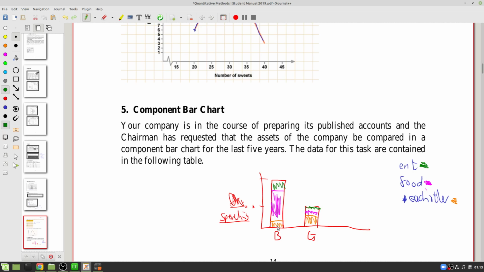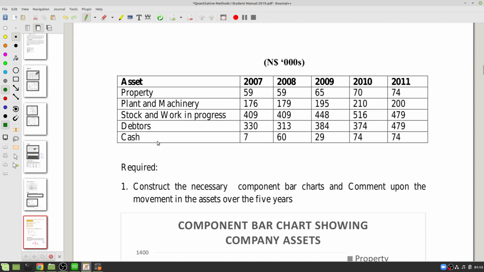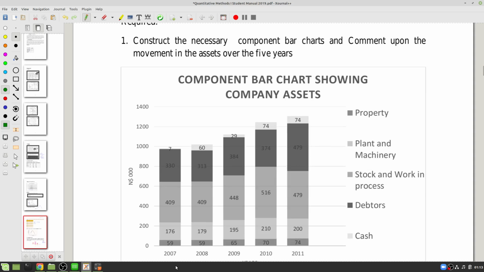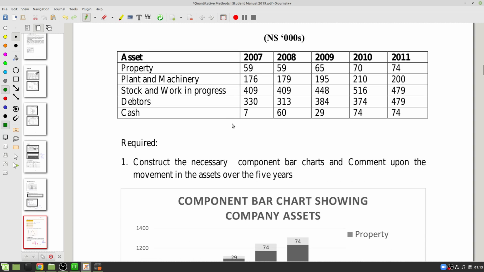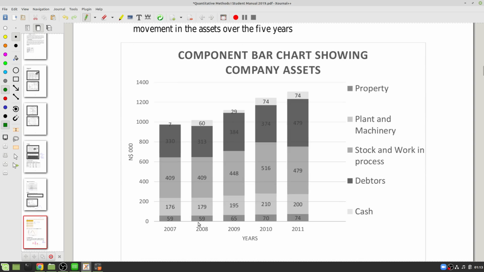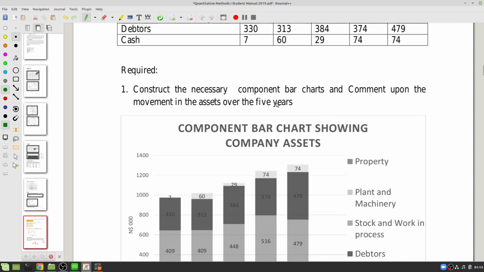So each bar has different components, so you can compare the total as well as the individual components. That's a component bar chart. In this case, the components could be the years, the different years. We could set it up like that, but it actually makes more sense to set it up so that each category is a year, and then these are the components.